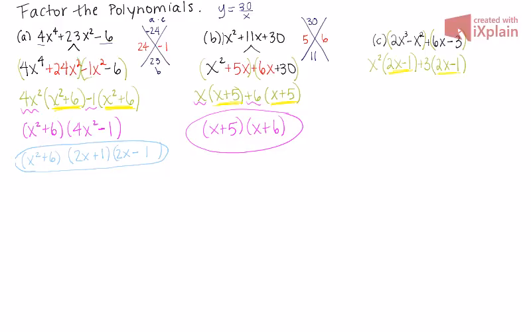So my two factors will be 2x minus 1 and the stuff on the outside, which is x squared plus 3. Now, since this x squared plus 3 is a quadratic, I should check to see if it is difference of squares, which obviously it is not because there is a plus sign. So this is my final answer.